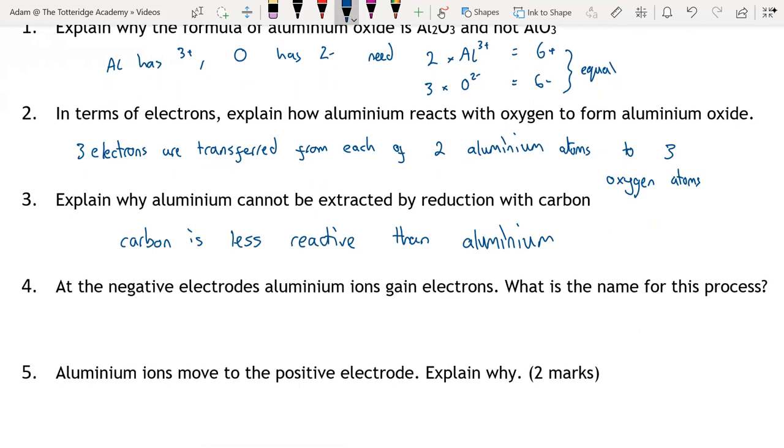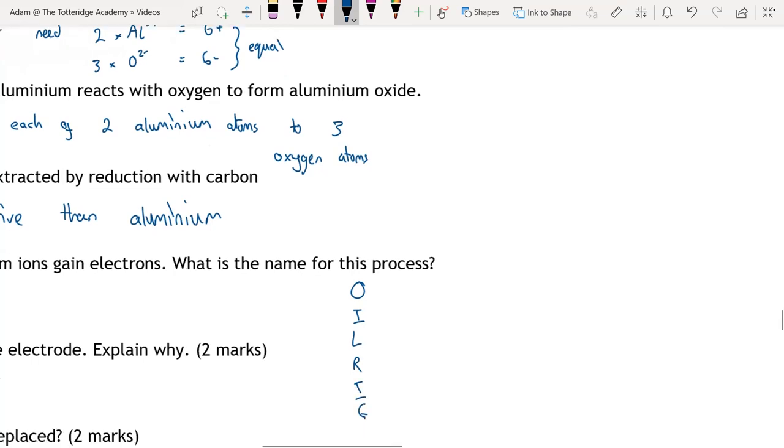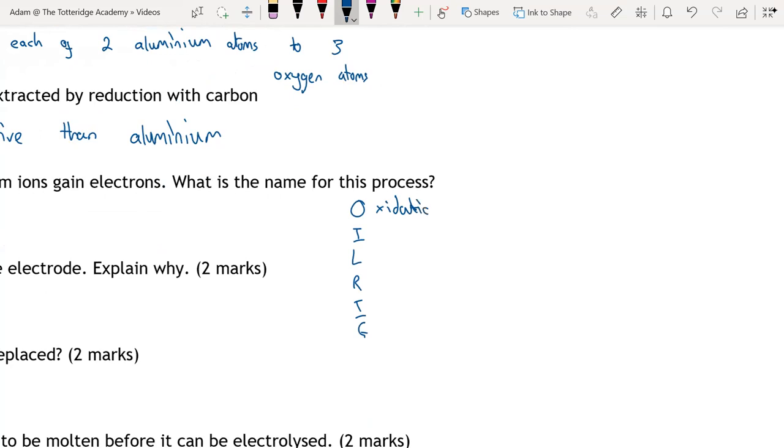At the negative electrode, aluminium ions gain electrons. What is the name for this process? This isn't something that we've done explicitly in the electrolysis videos, but it is in the half equation videos. If something is gaining electrons, we call that reduction. Reduction. And just by way of reminder, we had that phrase, OIL RIG, and we said oxidation is loss and reduction is gain. So if something is losing electrons, we call that oxidation. If something is gaining electrons, we call that reduction.